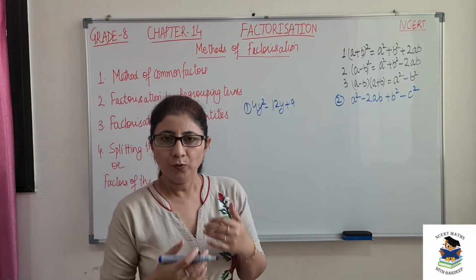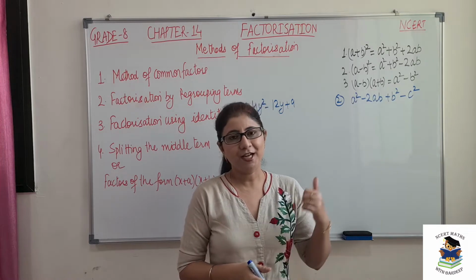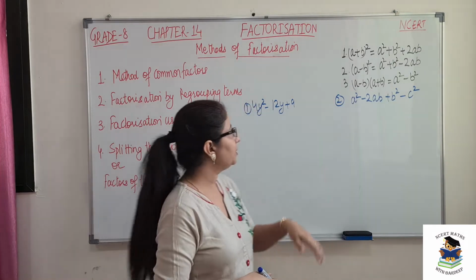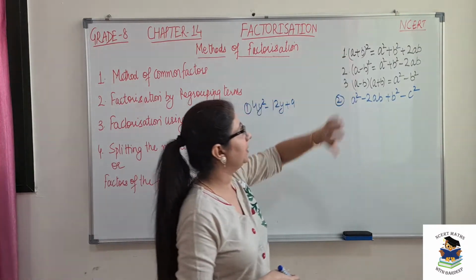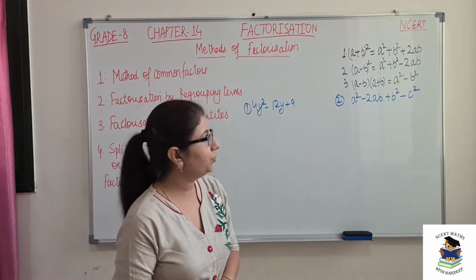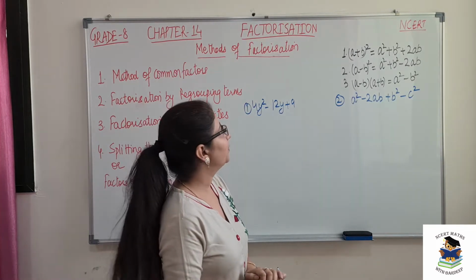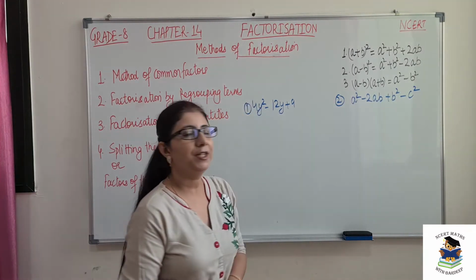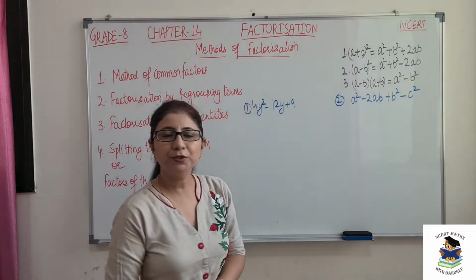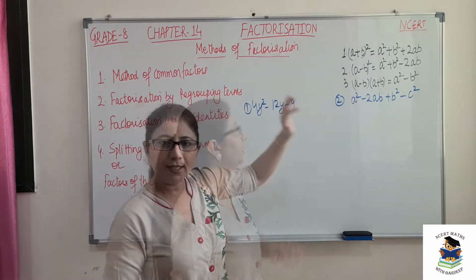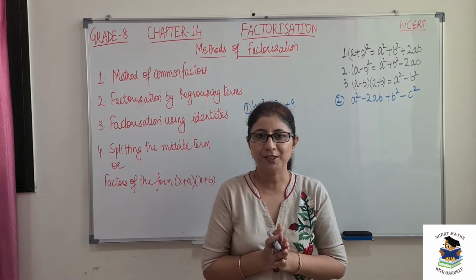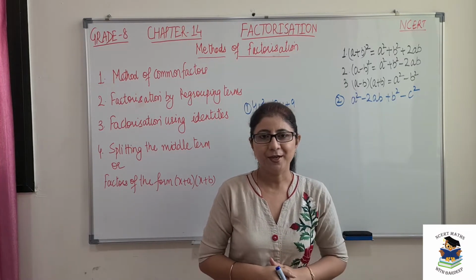As you already know, we have already discussed the different standard identities in the chapter algebraic expressions and identities. In factorization, which 3 identities are we going to use? That is (a plus b) whole square is equal to a square plus b square plus 2ab, (a minus b) whole square is equal to a square plus b square minus 2ab, and (a minus b) into (a plus b) is equal to a square minus b square. With the help of these 3 identities, we are going to factorize our algebraic expression. So let's do a few examples of this.